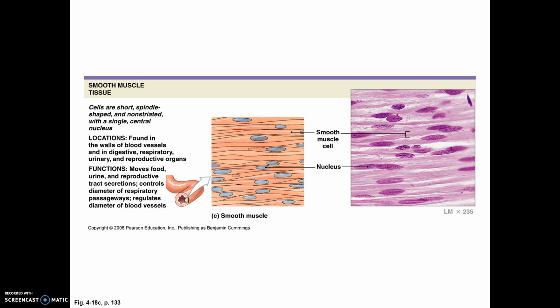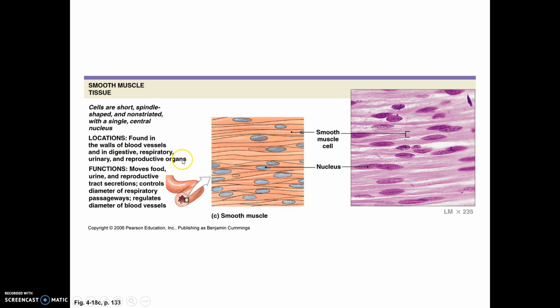Okay, finally we see smooth muscle, and smooth muscle is called smooth because we don't see the striations. We still have a single nucleus, and a spindle shape to it. These muscles are under involuntary or autonomic control, same as our heart. They are located internally, especially in our blood vessels and in our digestive, respiratory, urinary, and reproductive organs.